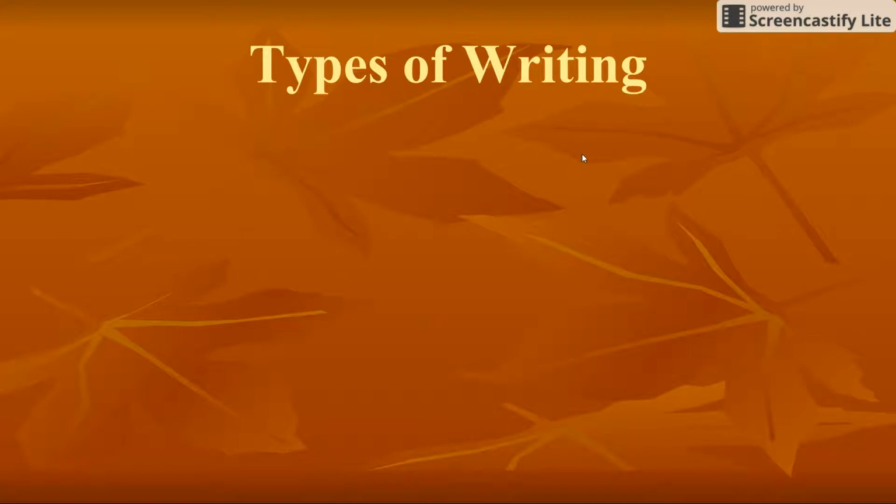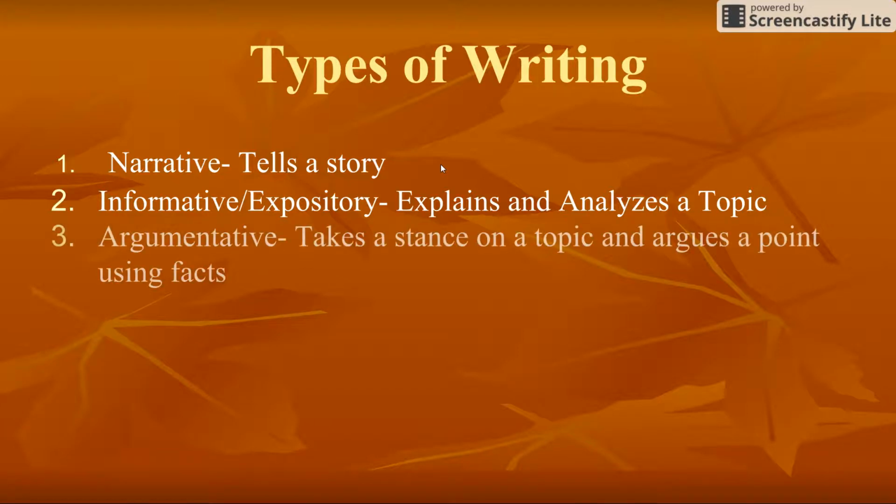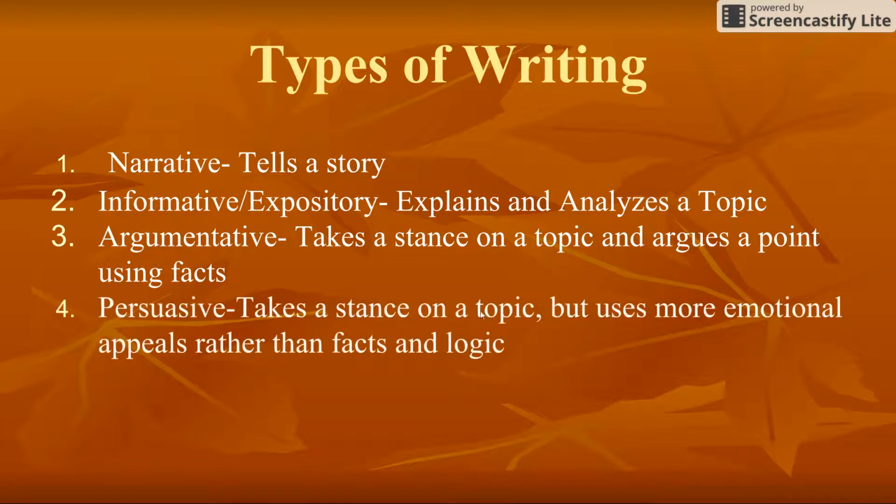There are many different types of writing. So, first and foremost is a narrative. You've done this a lot throughout your academic career so far, and a narrative tells a story. Informative or expository writing, which is what we're going to be doing for this paper, explains and analyzes a topic, sort of like you're teaching it to your reader. An argumentative essay takes a stance on a topic and argues a point using facts. A persuasive essay takes a stance on the topic but uses more emotional appeals rather than facts and logic.